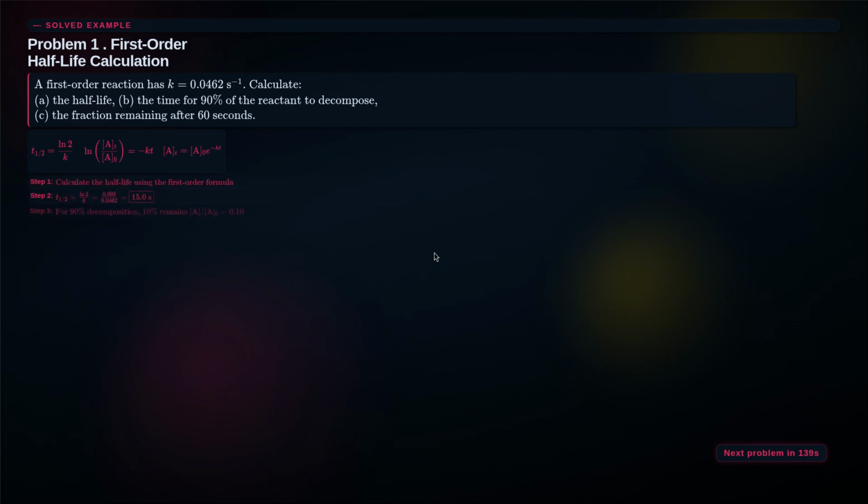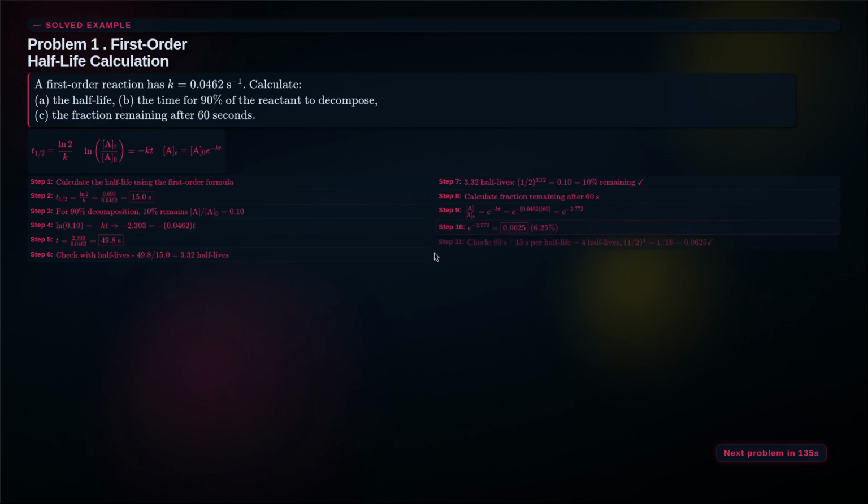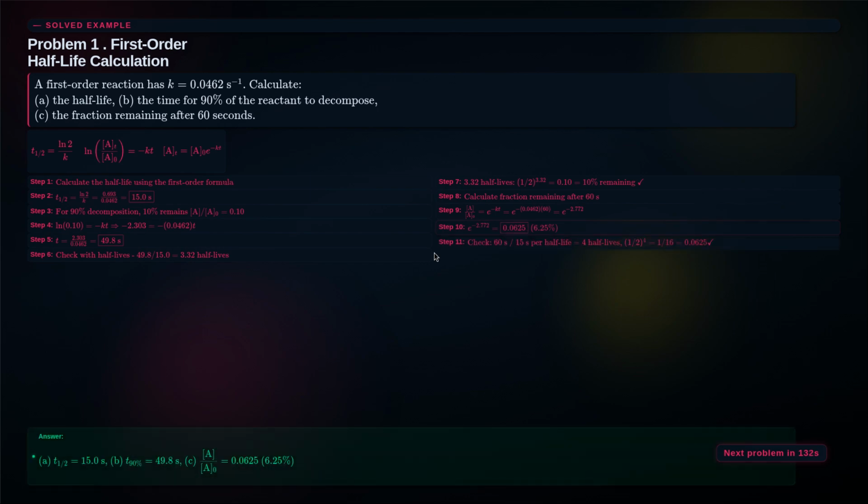Problem 1. First-order half-life calculation. A first-order reaction has K equals 0.0462 per second, with initial concentration 0.500 molar. Calculate the half-life, the time for 90% decomposition, and the fraction remaining after 60 seconds.